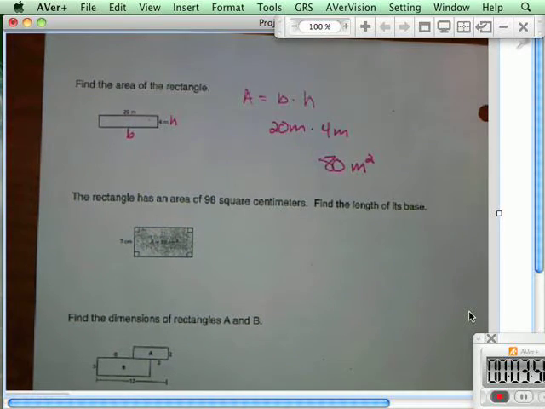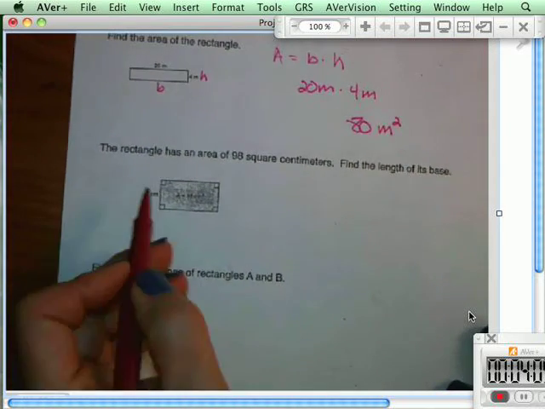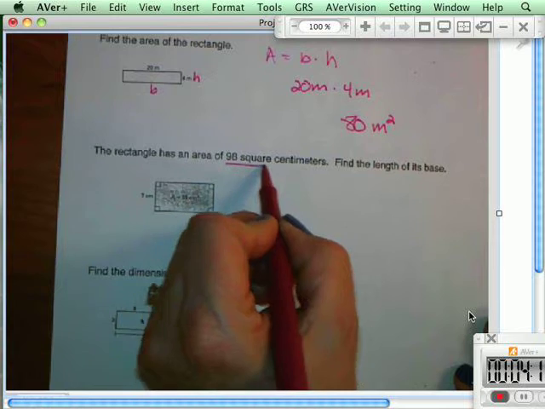Why do I keep saying two-dimensional? What do you think we're heading into? Volume, cube. So area is two-dimensional. So it's squared. Okay? All right, the rectangle has an area of 98 square centimeters.